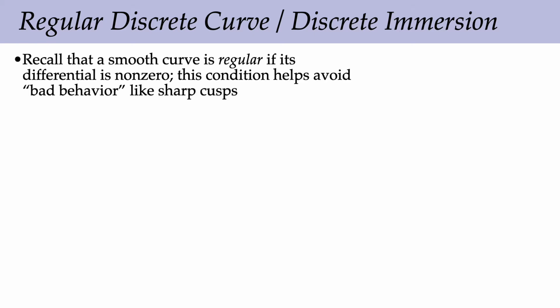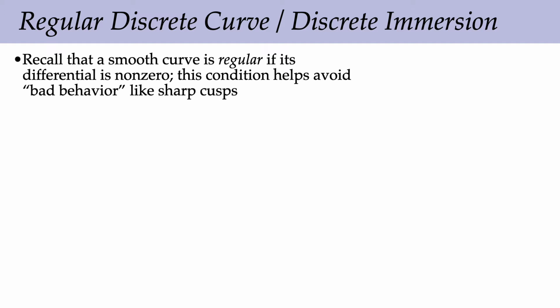Well, in the smooth setting, we said a curve is regular if its differential is non-zero, meaning if non-zero tangent vectors get mapped to non-zero vectors. And this condition helped to avoid all sorts of bad behavior. For one thing, we can't have sharp creases or cusps in the curve where the tangent or the normal is not well defined. But also, remember, we can have perfectly nice, smooth-looking curves, even a perfect circle, that are not regular if the parameterization slows down to 0 at a point. Okay, so that was our basic definition of what it means for a smooth curve to be regular.